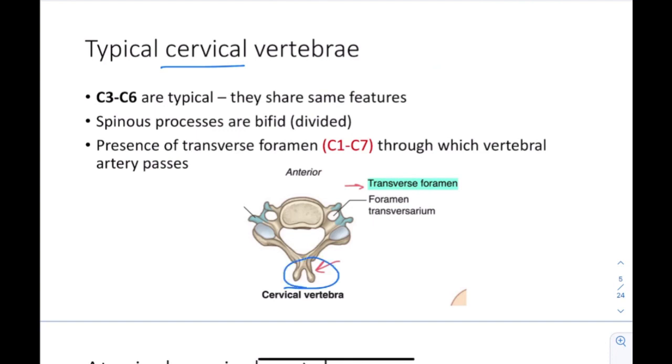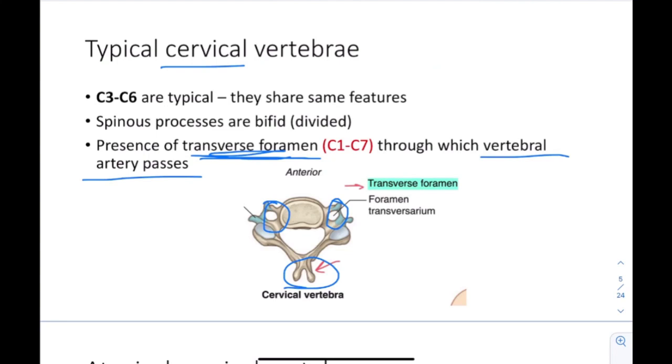And there's presence of something called the transverse foramen. Right here, this is the transverse foramen in the transverse process. And a few structures pass through the transverse foramen, like for example, the vertebral artery, which goes up to supply the brain and the spinal cord. So the transverse foramen is only present in the cervical vertebrae. It's not present in the other regions of the vertebrae, and we're going to talk about the other regions now.